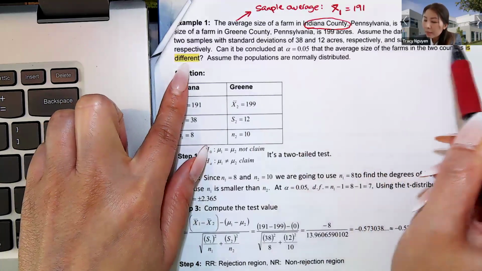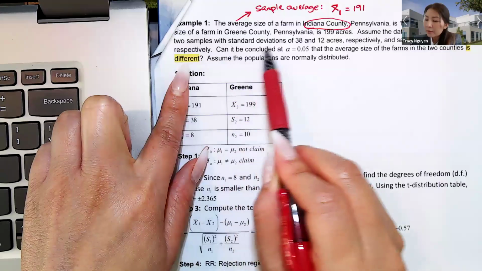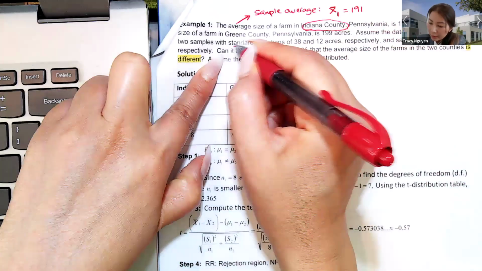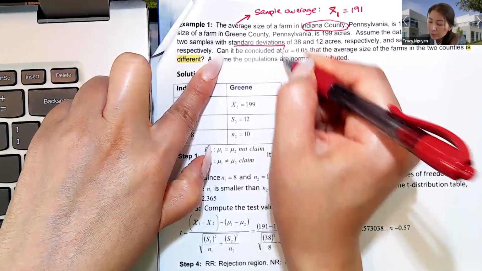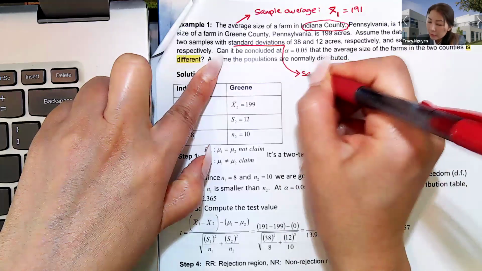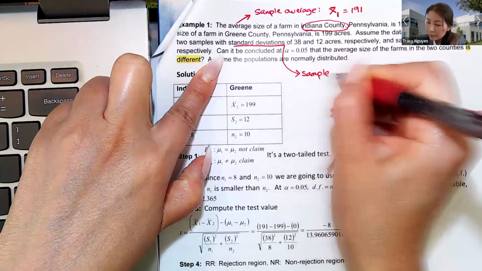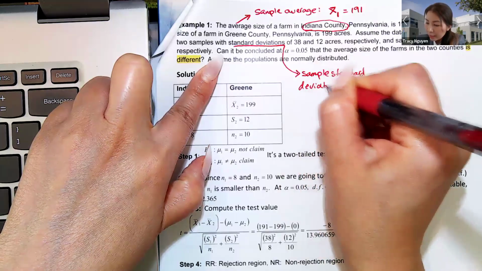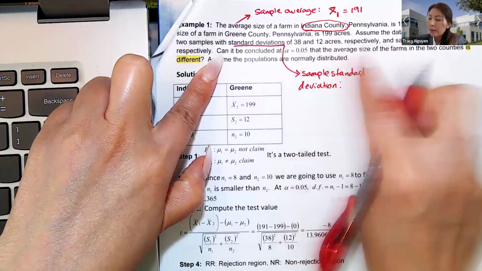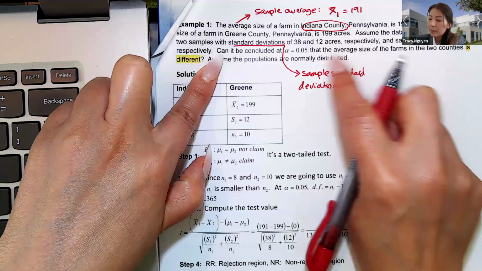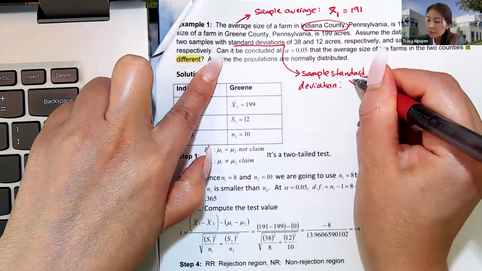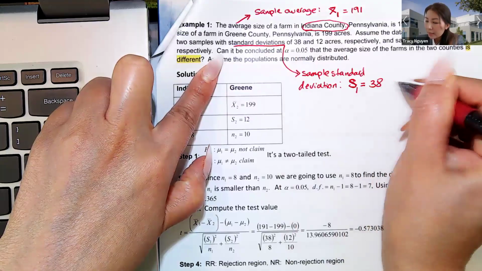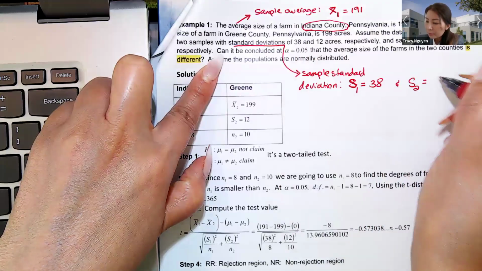Assume the data were obtained from 2 samples with standard deviations of 38 and 12 acres respectively. So here, we know it's from 2 samples. The word standard deviation tells us we have the sample standard deviation. The word respectively means that the first number belongs to the first set of data. So S1 equals 38 and S2 equals 12.